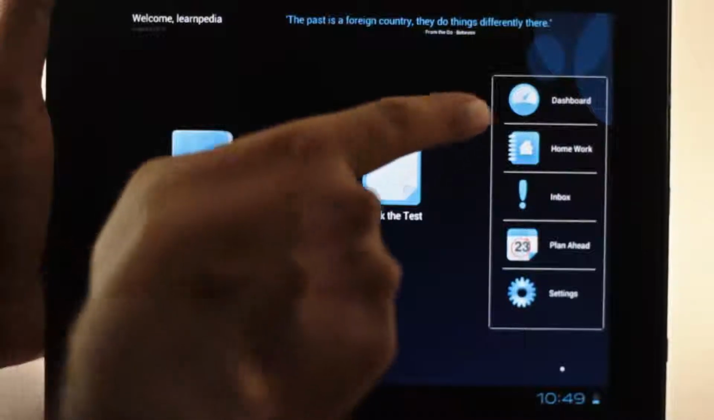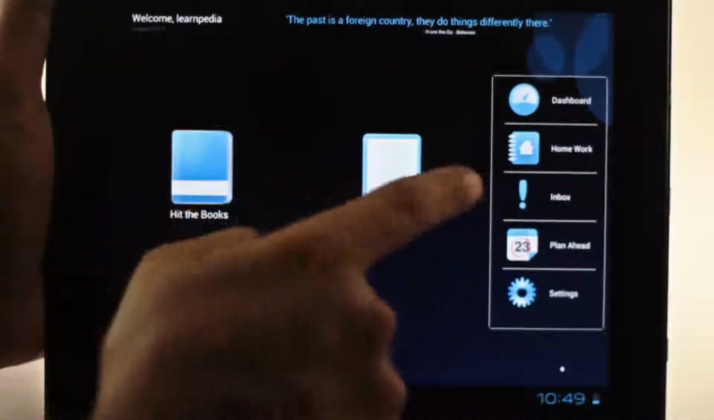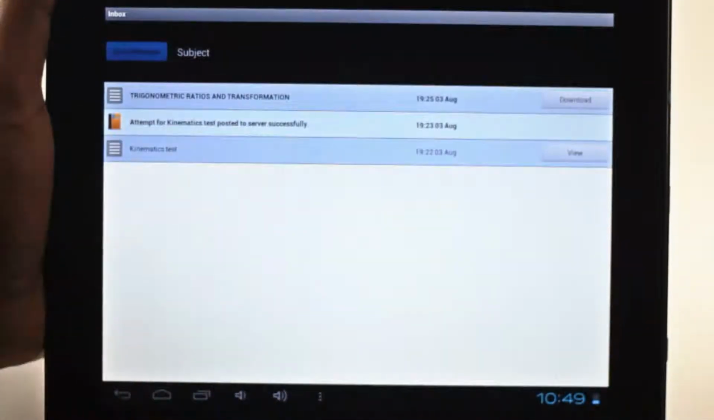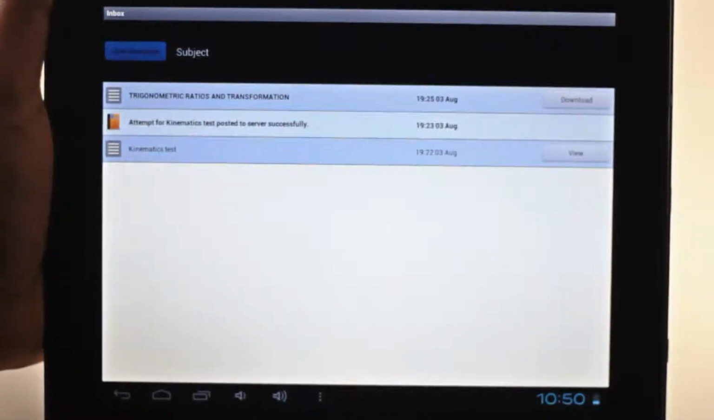Now we have features like homework and inbox. Let me take you to inbox. So here is a place wherein we send you regular tests, a lot of information about various chapters and some interesting stuff about maths, physics and chemistry, and most importantly, we send you interesting stuff on aptitude, current affairs, and interesting things happening across the engineering world and the world beyond.